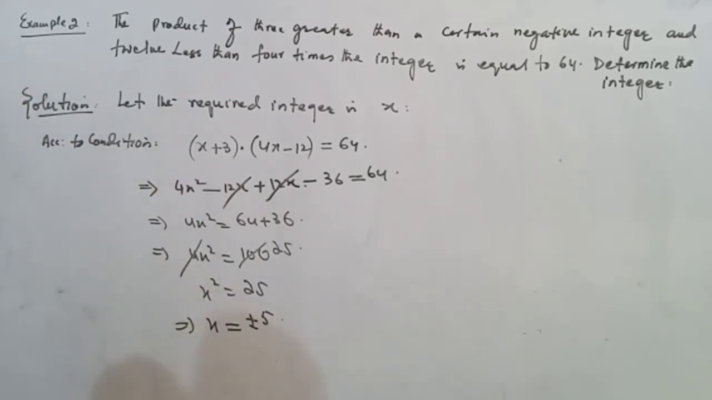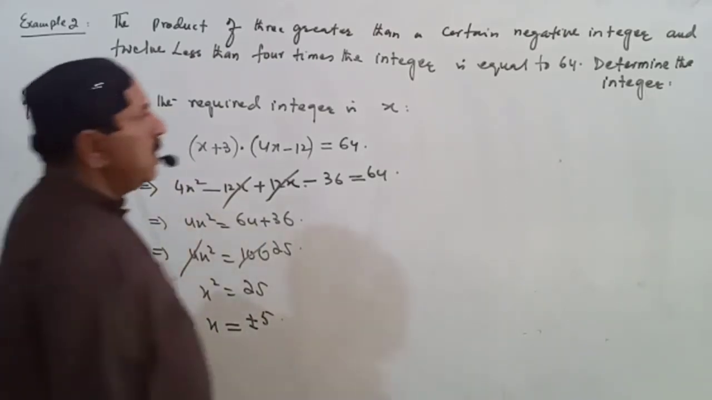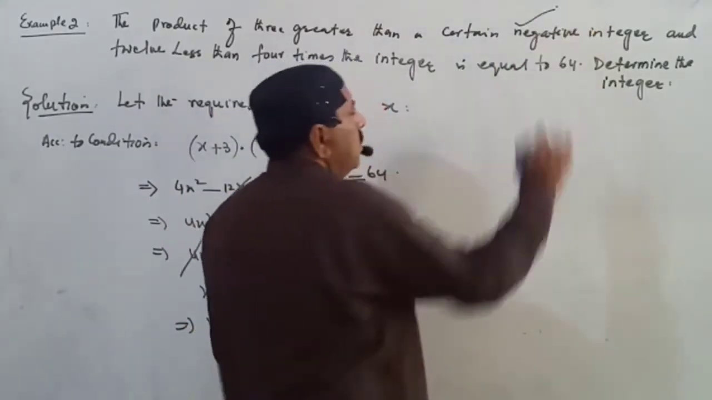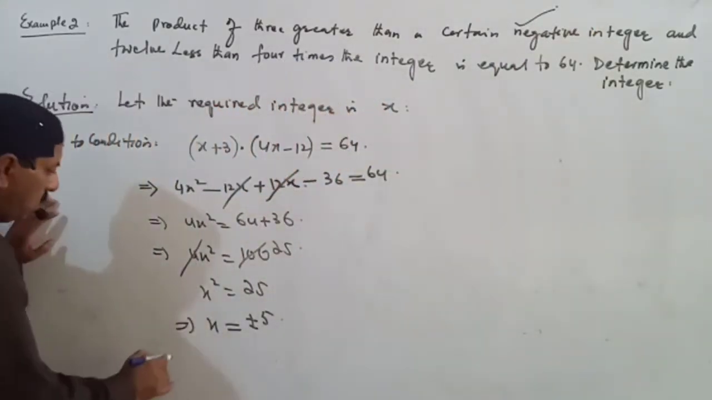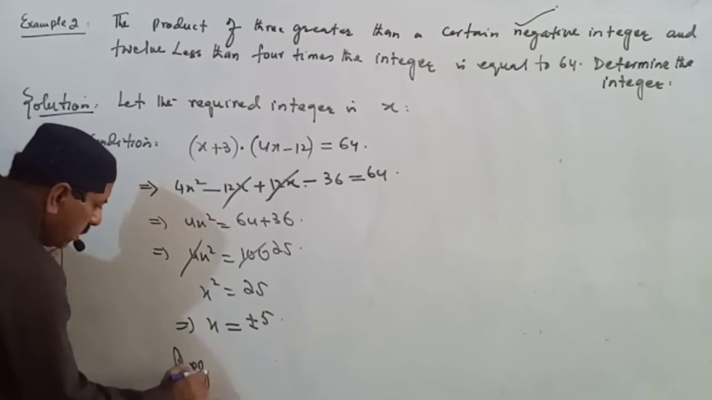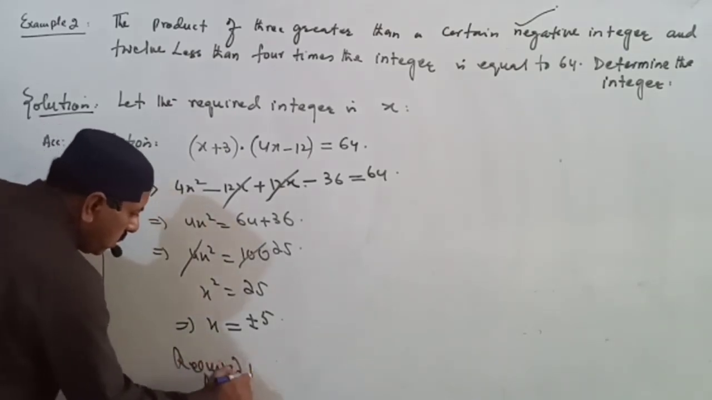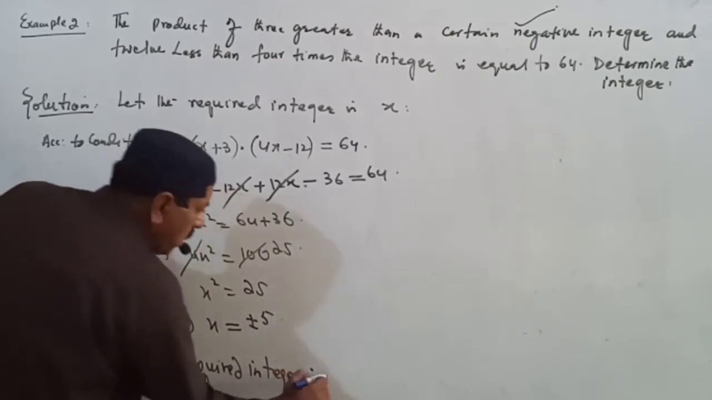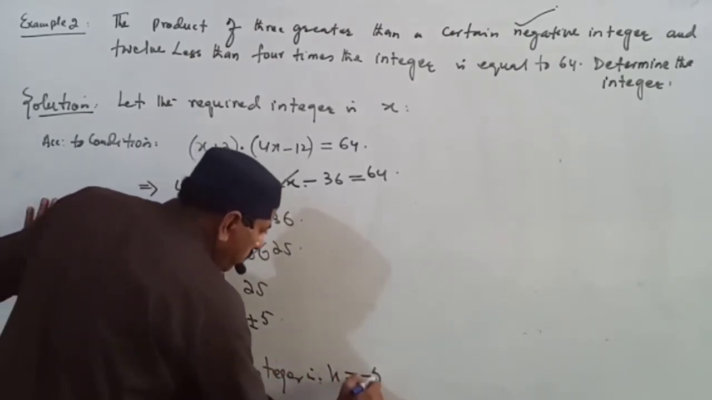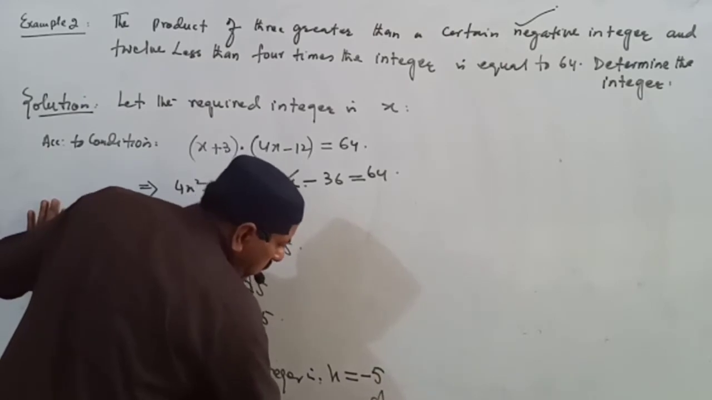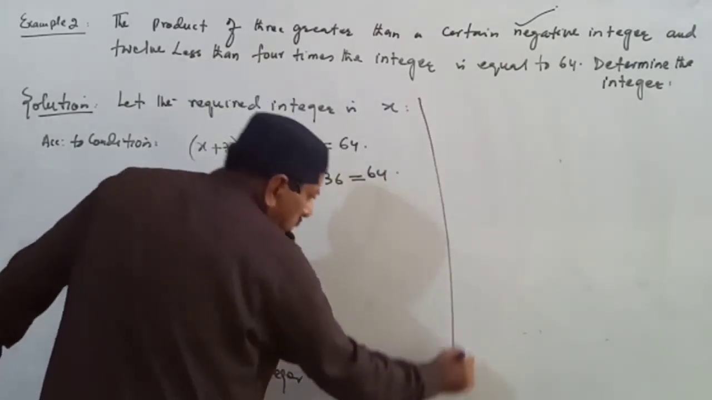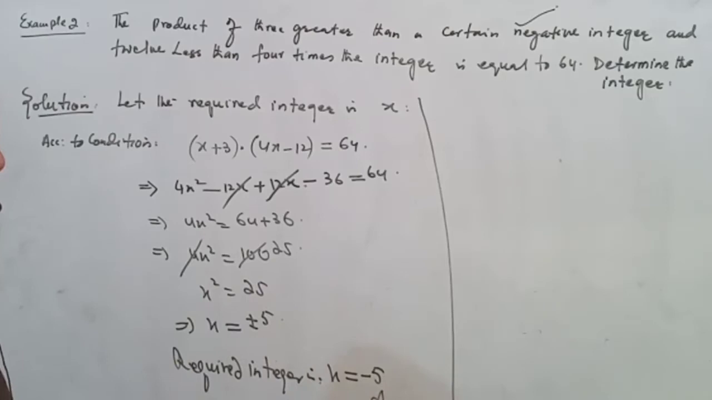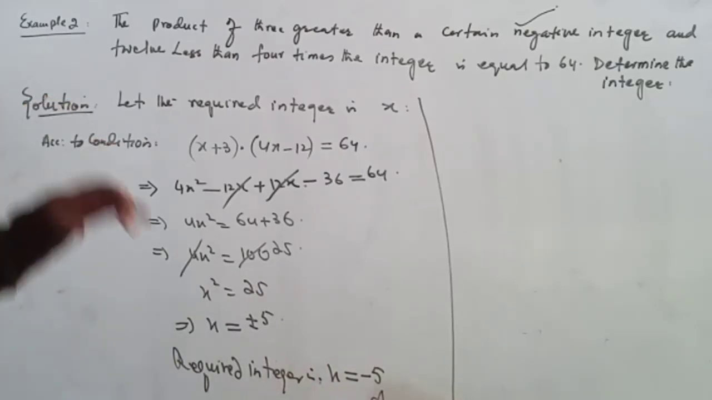The question says a certain negative integer. We need a negative integer. So the required integer is x is equal to minus 5. So if this is an MCQ, so how can you say by checking?